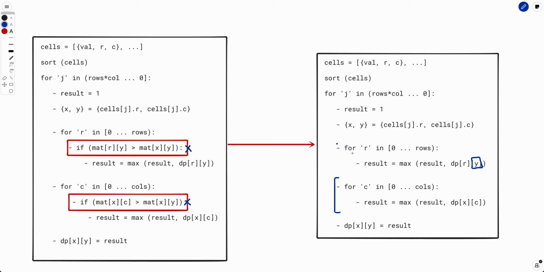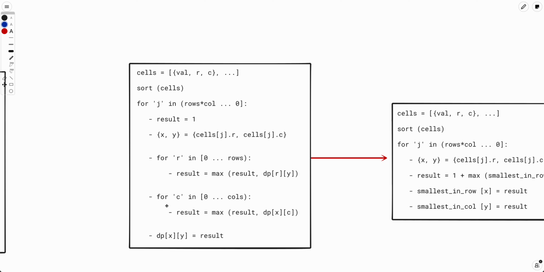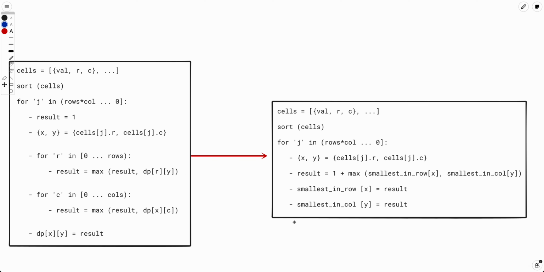Maximum value across a row or maximum value across a column is something that we can pre-compute very easily. And when we know the value of x and y, we can simply update the maximum value of row x and maximum value of column y, and that will give us the required result. So in other words, the current optimization is, now you will remove these two for loops with just a single variable access, smallest in the row x and smallest in the column y.